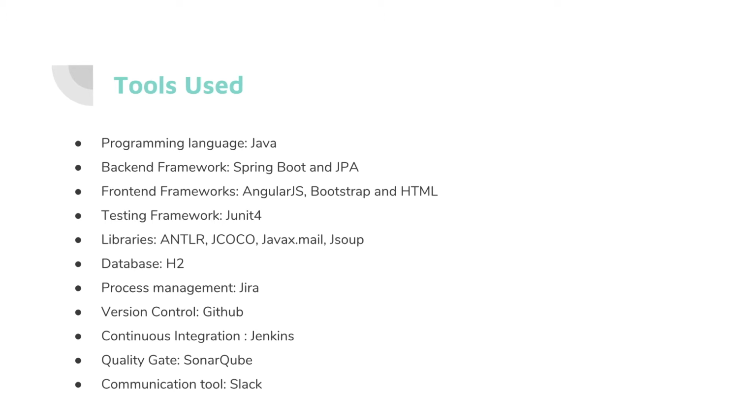We use Jira for our process management and to raise tickets and issues. Version control was GitHub, and we use Jenkins for continuous integration, and for quality assurance, we use SonarQube to detect how much coverage we had and if there were any code smells. Communication was mainly based on Slack.